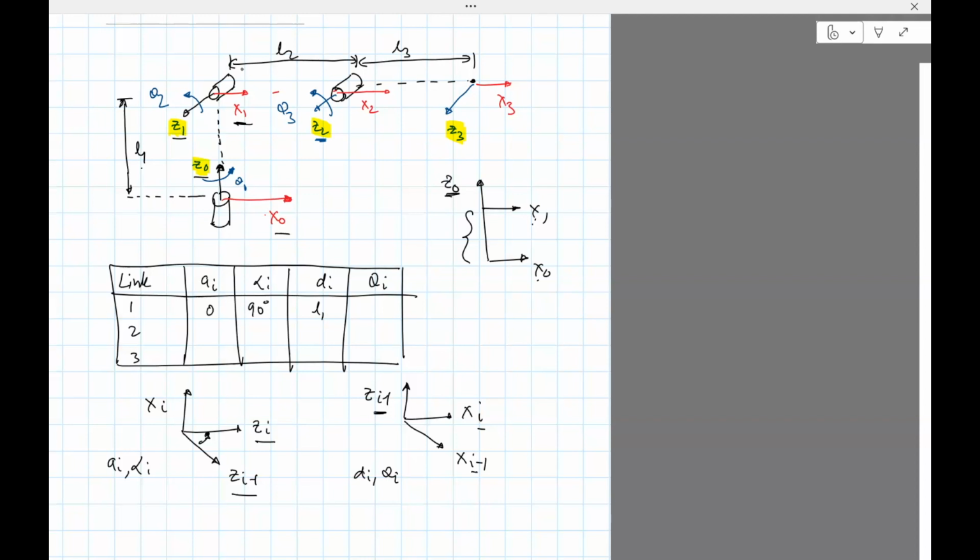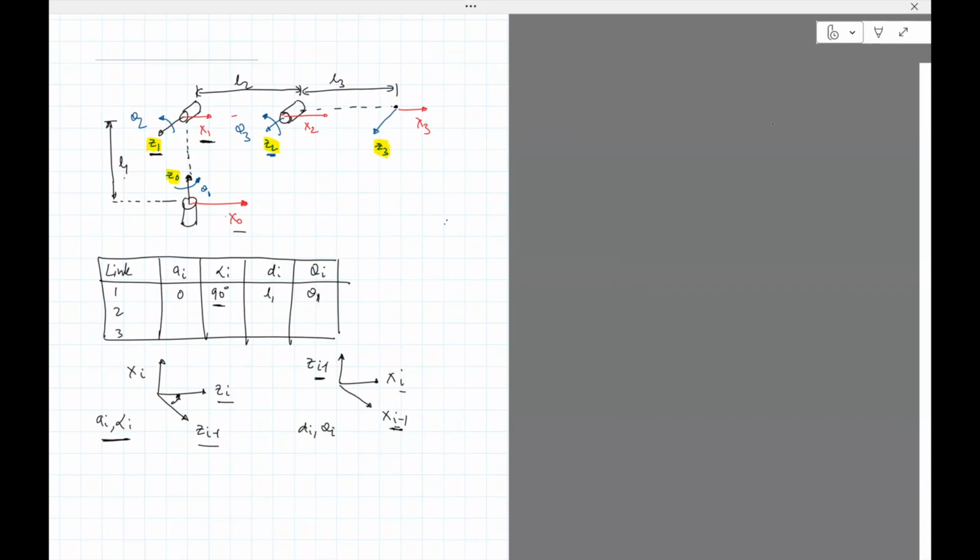And the angle between X0 and X1 along Z0. Now, the angle right now is 0, but because this is a revolute joint, it will actually rotate, right? So X1 will rotate, so the angle is going to be different. It's actually going to be parameterized by theta 1. Let's follow through to the next link, link 2.